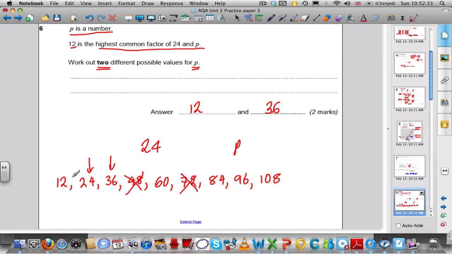So it seems like every odd one, so this is the first, the second, the third, the fourth, the fifth, the sixth, the seventh, the eighth, the ninth. Each odd one seems to work out for us there.